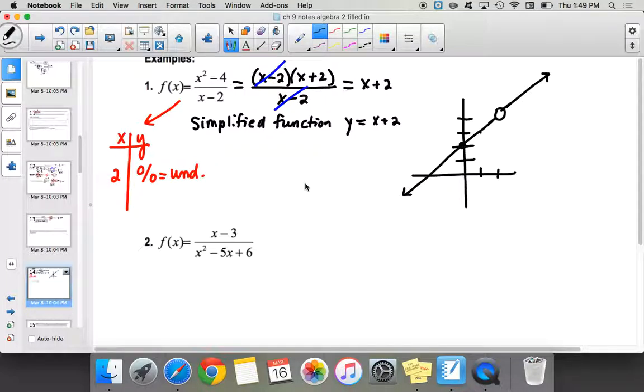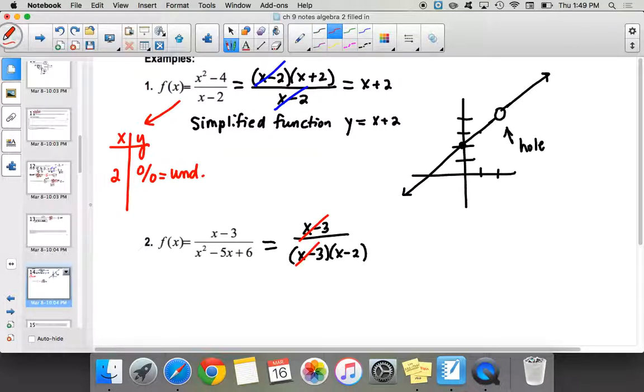All right, so here we go. f of x equals x minus 3 over x squared minus 5x plus 6. That was a hole. Okay, so let's see if this one has a hole as well. So we're going to factor the numerator and denominator. The numerator is still x minus 3. The denominator factors into x minus 3 and x minus 2. So there's a hole, right?